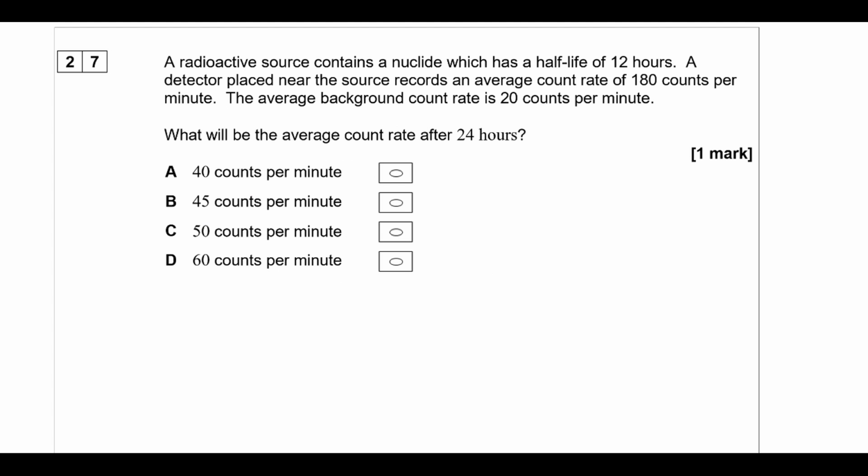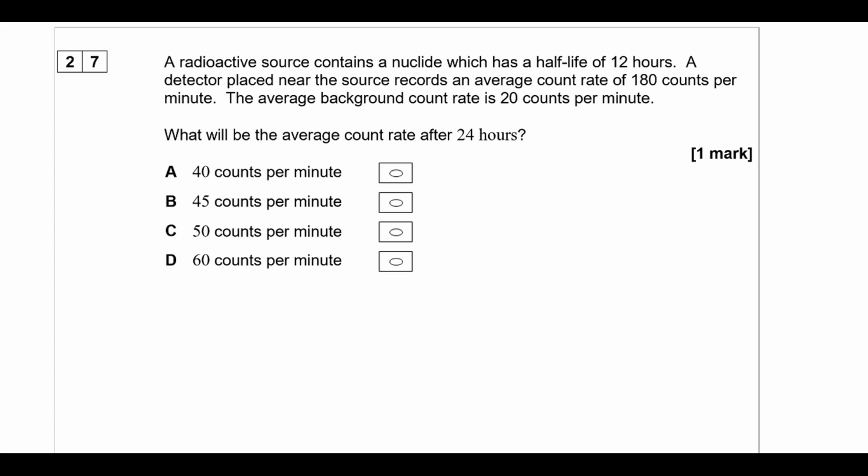A radioactive source contains a nuclide which has a half-life of 12 hours. A detector placed near the source records an average count rate of 180 counts per minute. The average background count rate is 20 counts per minute. What will be the average count rate after 24 hours?